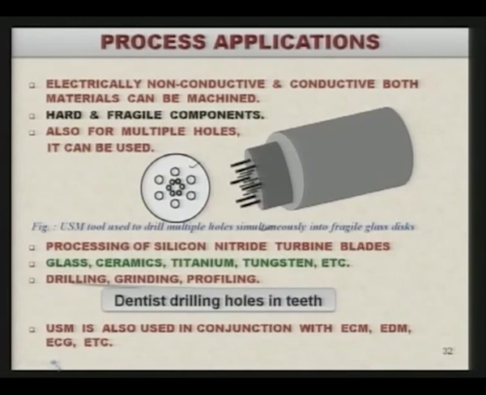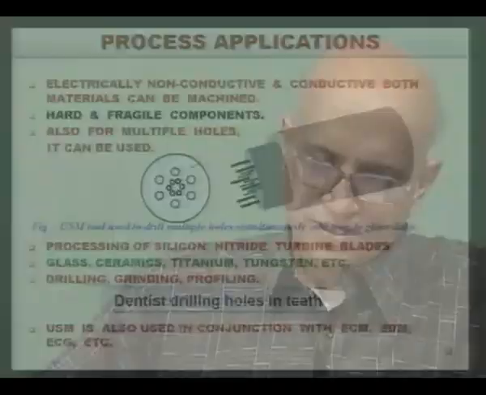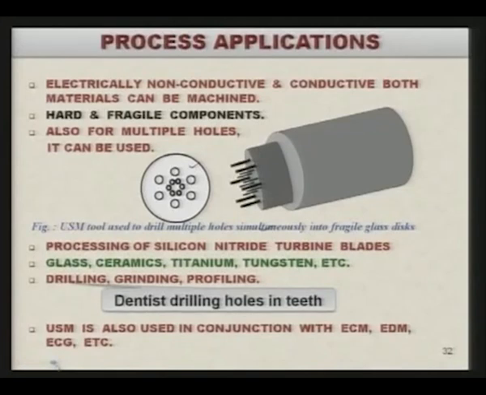USM is also used in conjunction with electrochemical machining, electric discharge machining, electrochemical grinding, etc. So, this ultrasonic vibration is also used with electrochemical machining. That time we call it ultrasonic assisted electrochemical machining. It is used with EDM, we call it ultrasonic assisted electric discharge machining. With ECG, ultrasonic assisted electrochemical grinding.